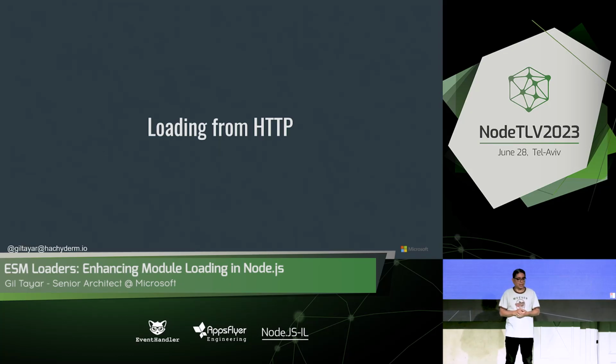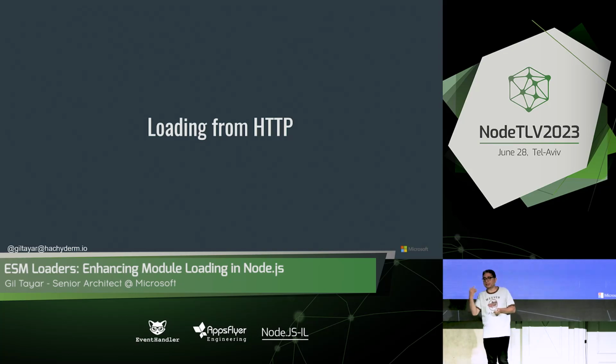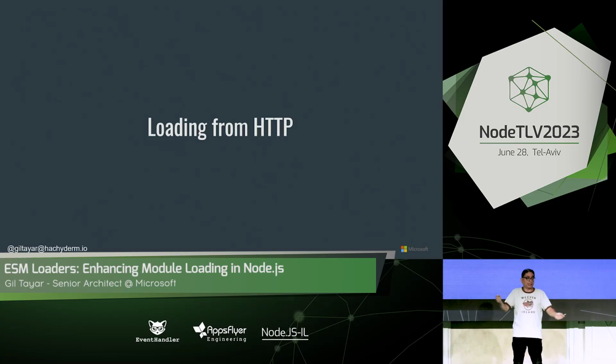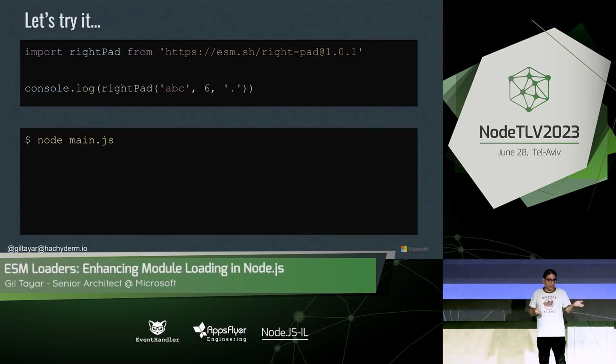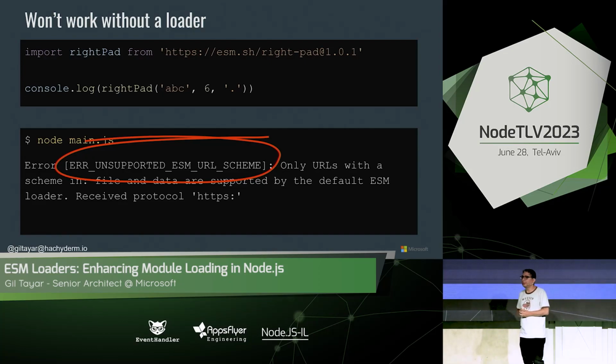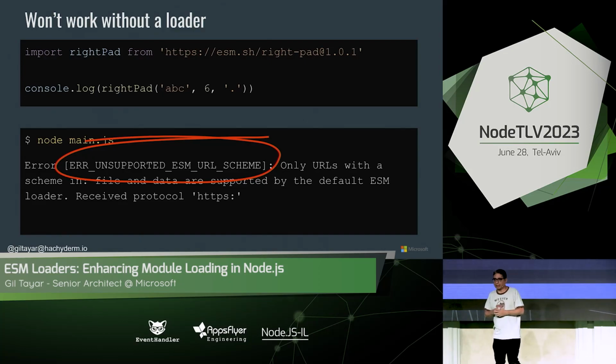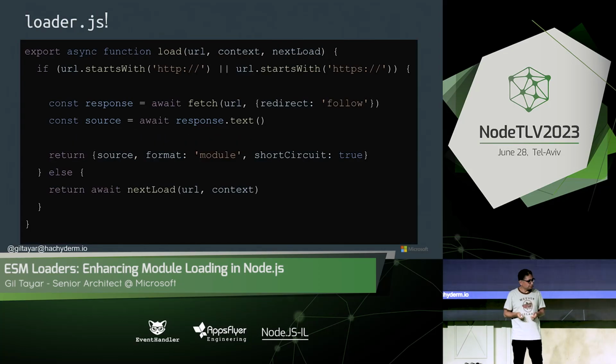Sorry. Okay, let's try writing a loader. I said Node.js doesn't support HTTP URLs. Well, let's write a loader that loads from HTTP. For example, this code import will fail with unsupported URL scheme when I run it without a loader. So let's run a loader.